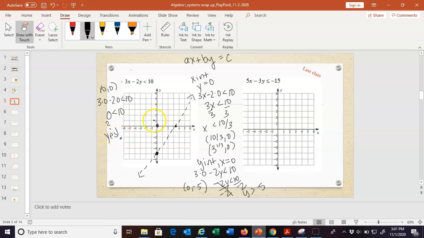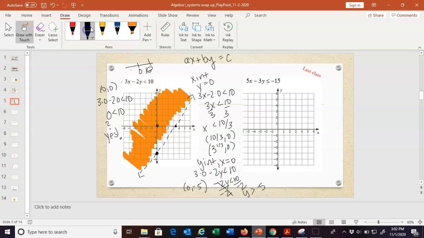Yes, 0 is less than 10. Maybe I was thinking -10. There's our number line. 0 is to the left of 10. It is less than 10. So 0, 0 is a solution. So we're going to shade over that point because it is a solution.